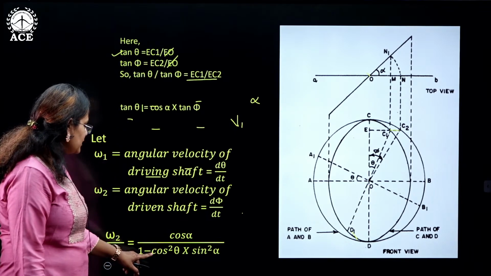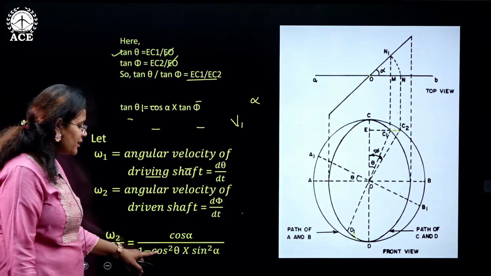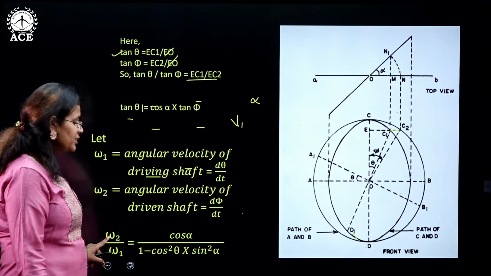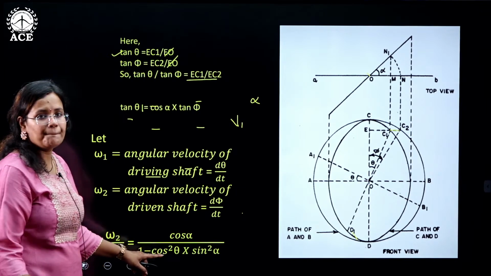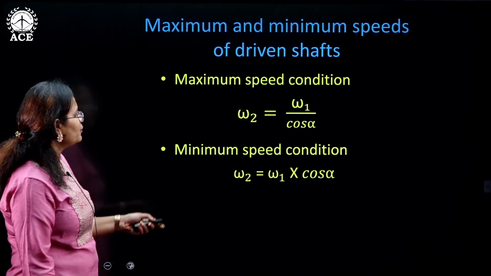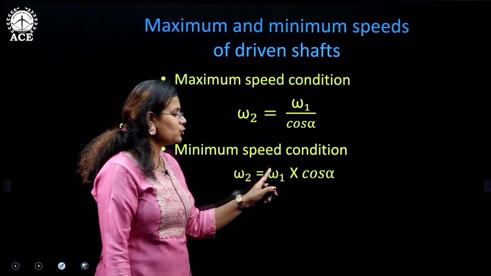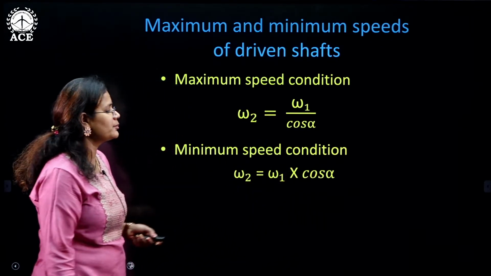Omega 2 is inversely proportional to this denominator. So when omega 2 is maximum, the denominator has to be minimum. Whenever omega 2 is minimum, this denominator has to be maximum. For such cases, finally we get the equations: omega 2 is equal to omega 1 by cos alpha for maximum speeds, and omega 2 is equal to omega 1 into cos alpha for minimum speeds.